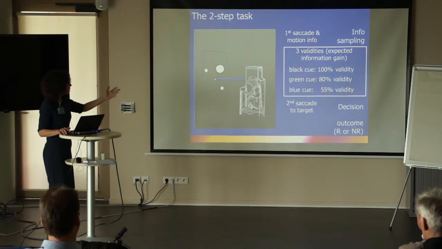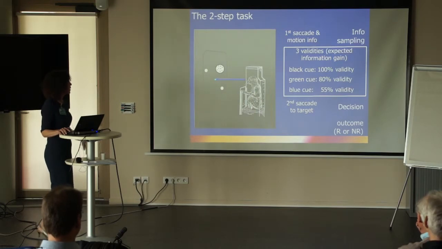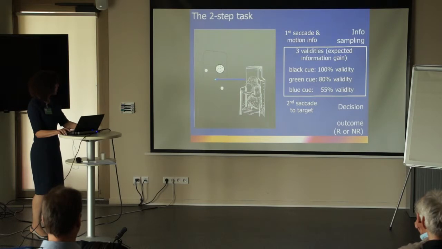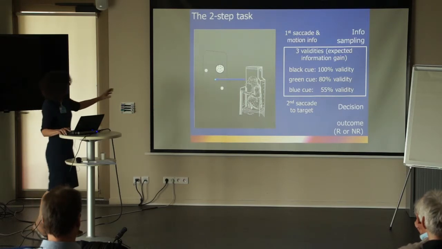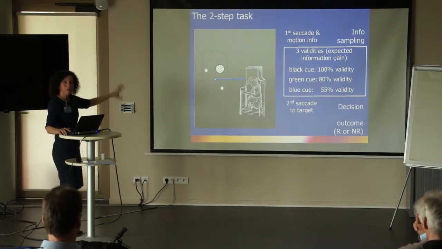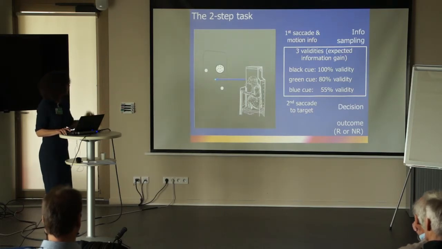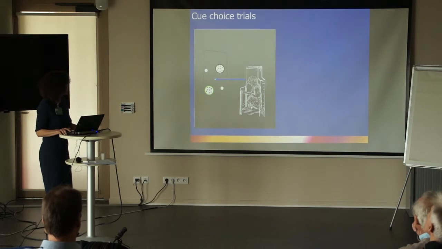The two monkeys were tested. We scrambled the color validity mapping across monkeys. Okay, so the question that we're after is, will the neurons scale their selection signal according to the validity of the cue? Before I get into that, we have to see whether the monkeys understand the concept of validity.